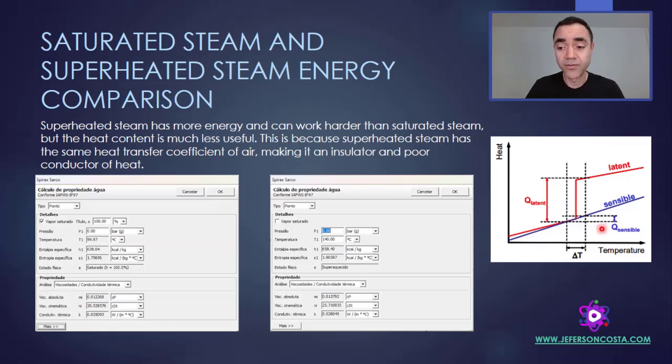That is different from the superheated steam. The superheated steam does not work in the latent heat region. It works in the sensible heat region. So for the same delta T, you can verify that the heat available is lower. And that is crucial, essential information when performing the design of shell and tube heat exchangers or any kind of exchanger where I use steam as a source of heating.